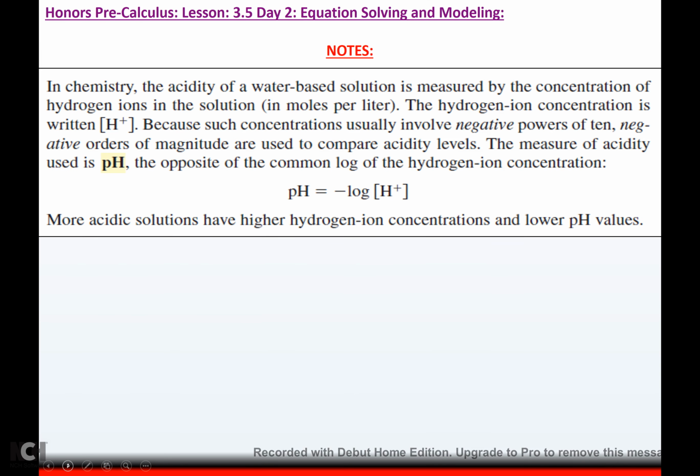Okay? Alright, chemistry. The acidity of a water-based solution is measured by the concentration of hydrogen ions in the solution in moles per liter. The hydrogen ion concentration is written as H+, because such concentrations usually involve negative powers of 10. Negative orders of magnitude are used to compare acidity levels. The measure of acidity used is pH, the opposite of the common log of the hydrogen ion concentration. So, more acidic solutions have higher hydrogen ion concentrations and lower pH values.